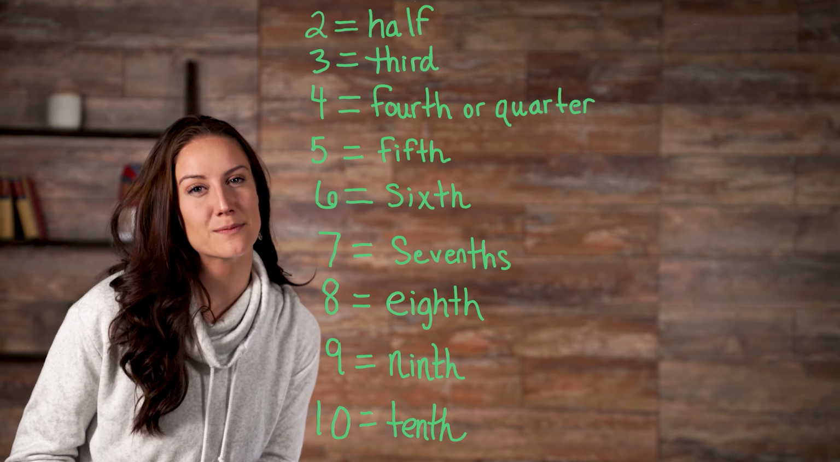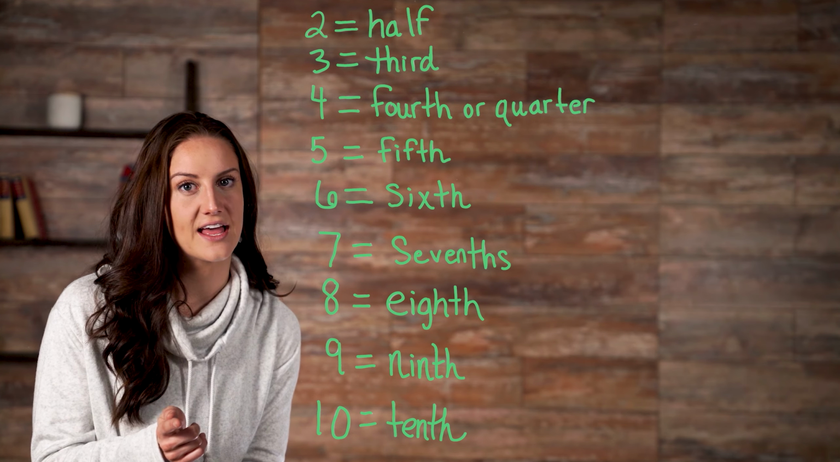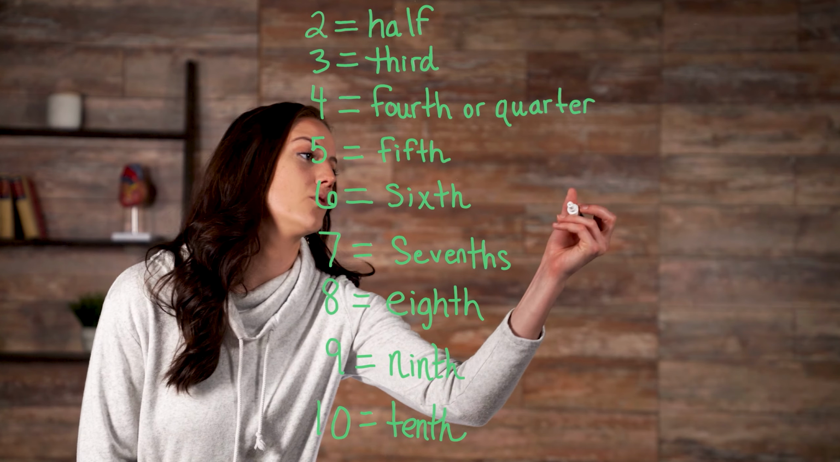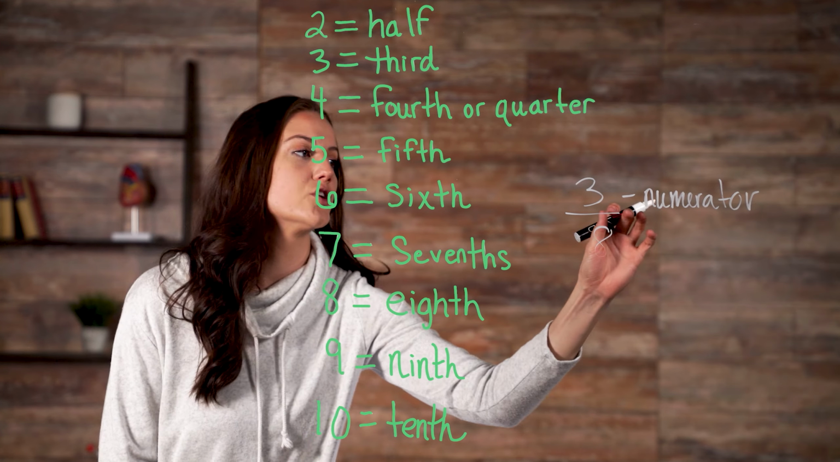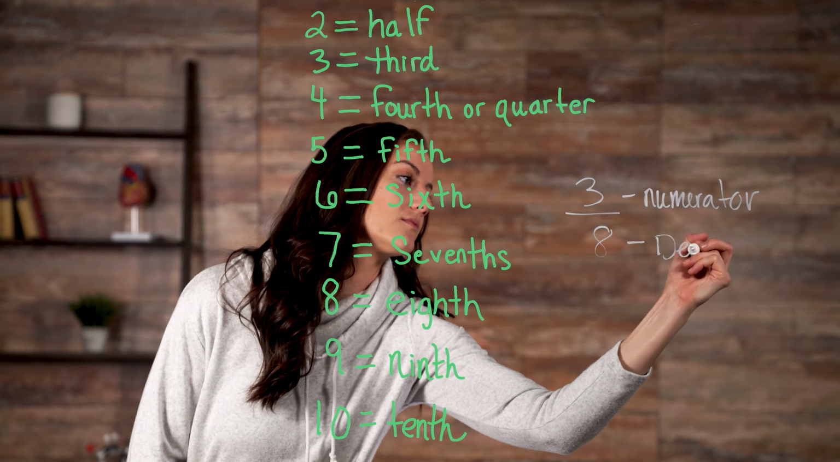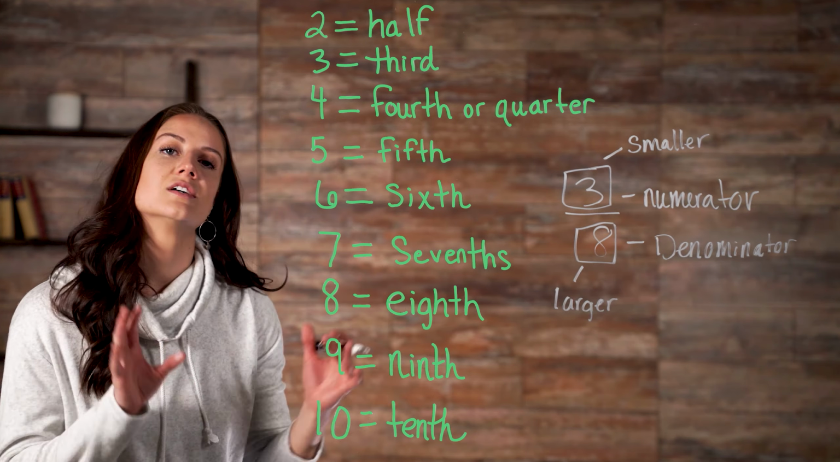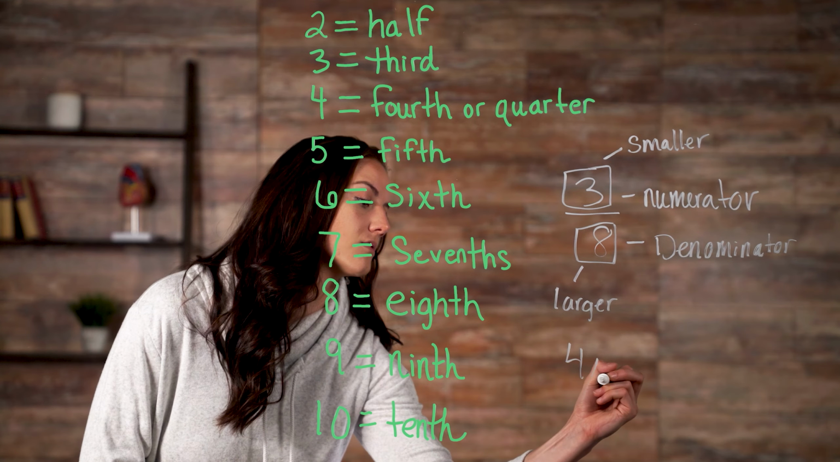But there are different types of fractions. Let's take a look at those. First, we have a proper fraction. A proper fraction always has a numerator, which we looked at, that is smaller than the denominator. Our example that we used before, 3/8. So our numerator, 3, is smaller than our denominator, 8. Some other examples of proper fractions include 4/5.